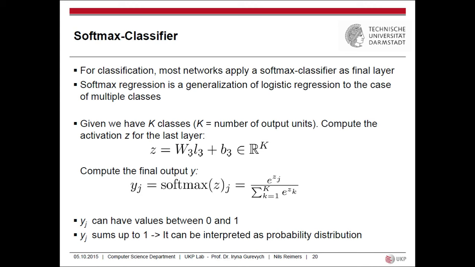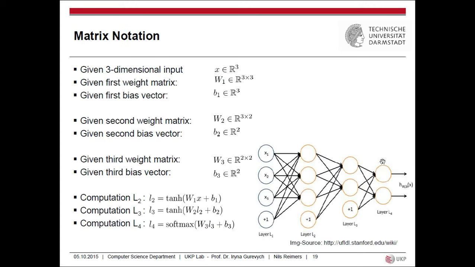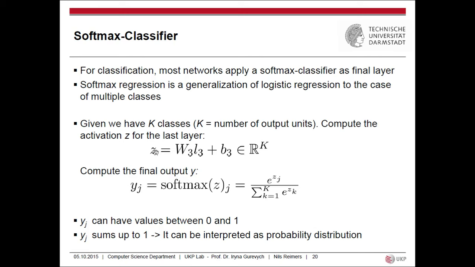So we compute the activation for all the output neurons. So we compute W3 times L3 plus B3. So the activation here. And when we have it, we take the exponential of this activation and we normalize it. So the output can have values between 0 and 1, and the vector for the output sums up to 1. So it can be interpreted as a probability distribution. So what's the likelihood that we get a 0? What's the likelihood that the input represents a 1? What's the likelihood that the input represents a 2? And so on for all the 10 classes we have for handwritten digits.